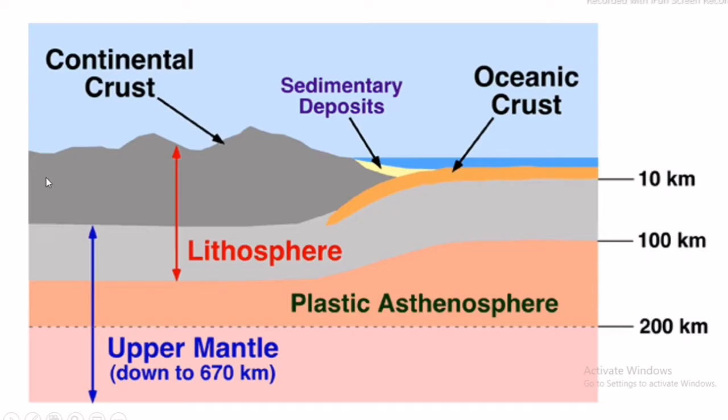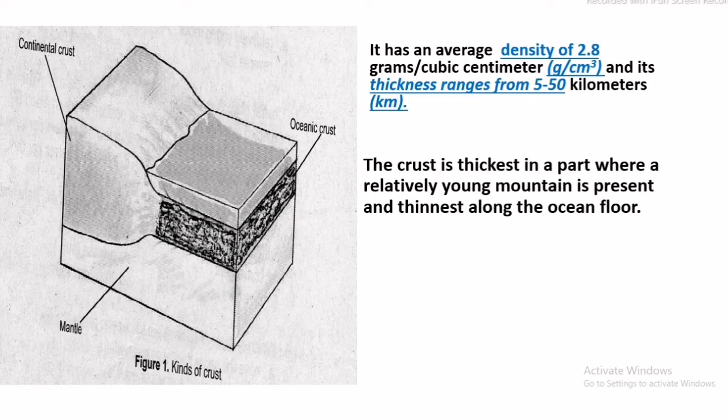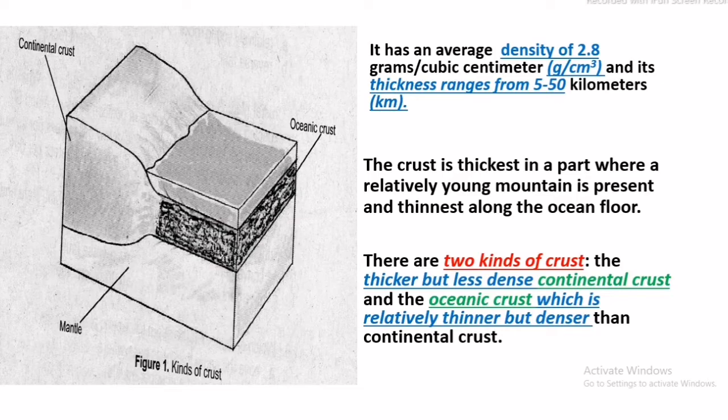Another diagram, so we have the continental crust, the sedimentary deposits, oceanic crust, the lithosphere, plastic asthenosphere, and the upper mantle. The crust has an average density of 2.8 grams per cubic centimeter, and its thickness ranges from 5 to 50 kilometers. The crust is thickest in a part where a relatively young mountain is present and thinnest along the ocean floor. There are two kinds of crust. Again, the continental crust, which is thicker but less dense, and the oceanic crust, which is relatively thinner but denser.